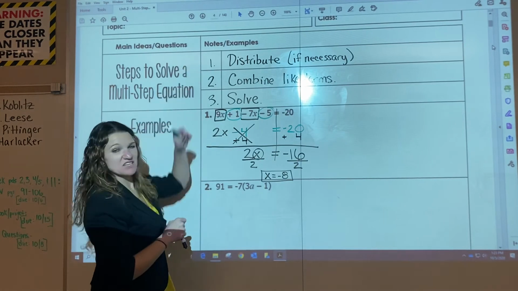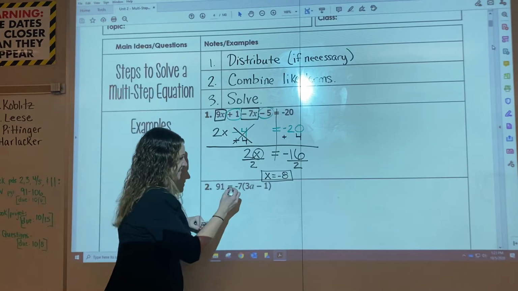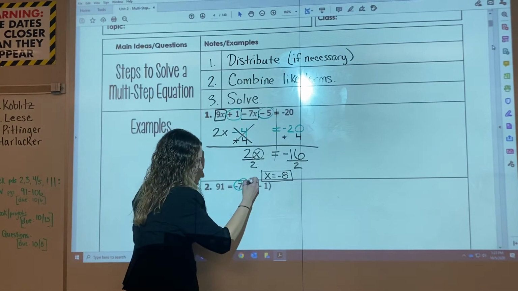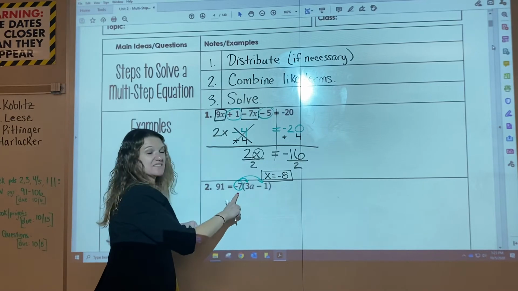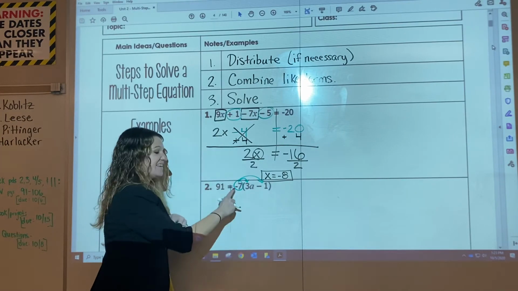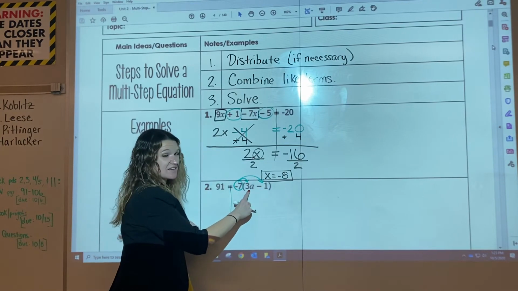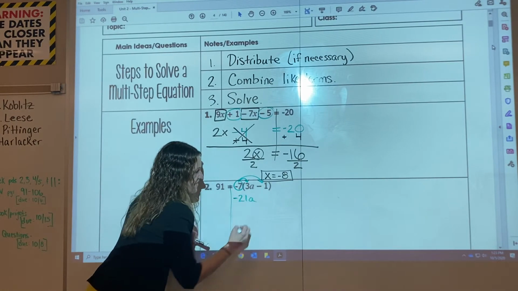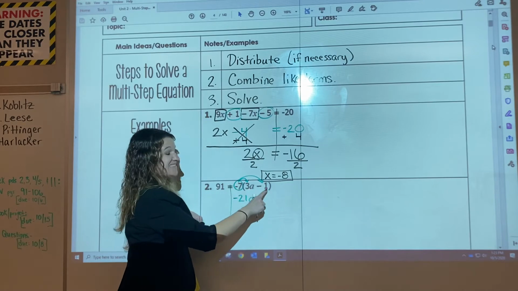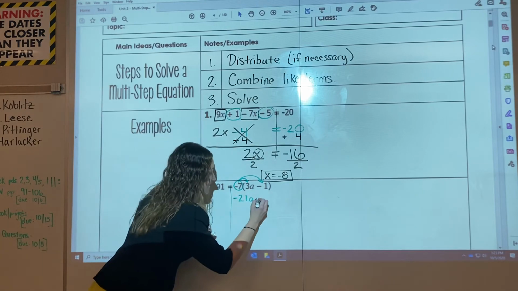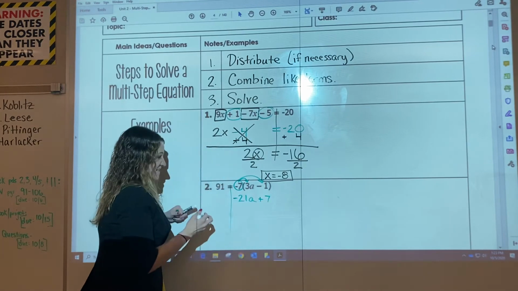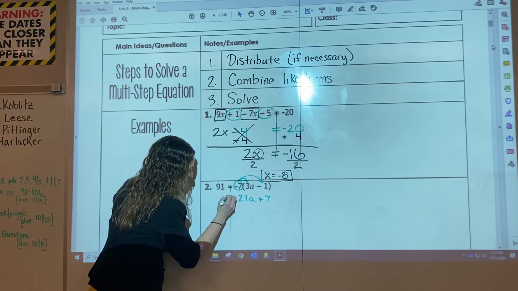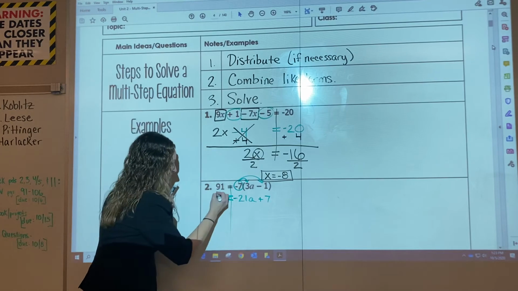Our first step tells us to distribute, and this time I will be distributing a negative 7. So negative 7, let me put my line here. Negative 7 times positive 3a gives me negative 21a. Negative 7 times negative 1 gives me a positive 7. I'm going to bring down everything else. And I don't want you to confuse that with the equal sign, that negative.